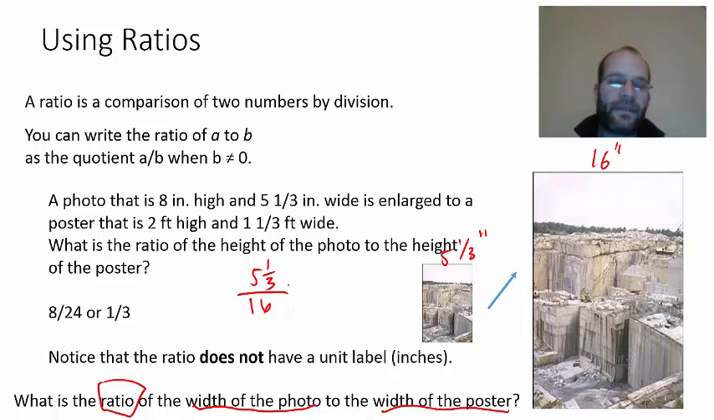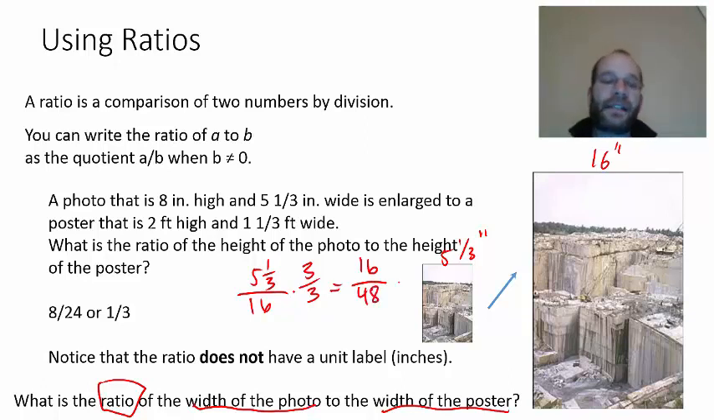And then we'll notice that we've got this mixed number in the numerator. You may remember dealing with mixed numbers. In order to deal with mixed numbers, you have to multiply by the denominator. So we're going to multiply both the numerator and the denominator by 3. 5 1/3 times 3 is actually 16. And 3 times 16 is 48.